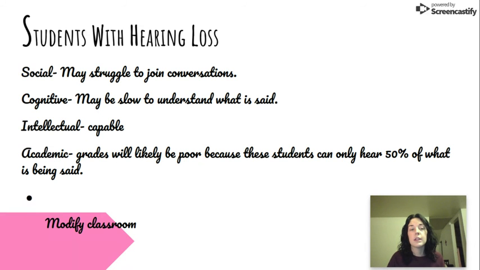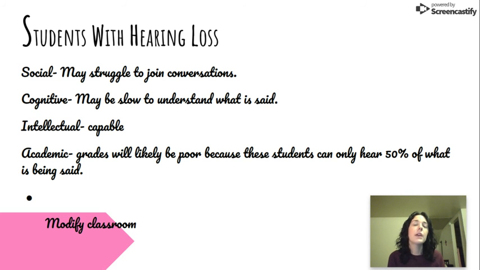So, students with hearing loss socially may struggle to join conversations just because their peers don't understand how they need to speak around someone with hearing loss. So their peers might speak too fast, they might speak over one another, they might speak too softly. And for this reason, a student with hearing loss might be a loner a lot of the time.